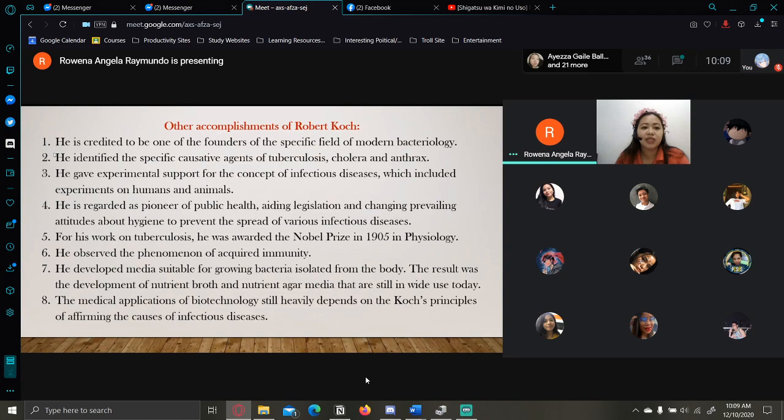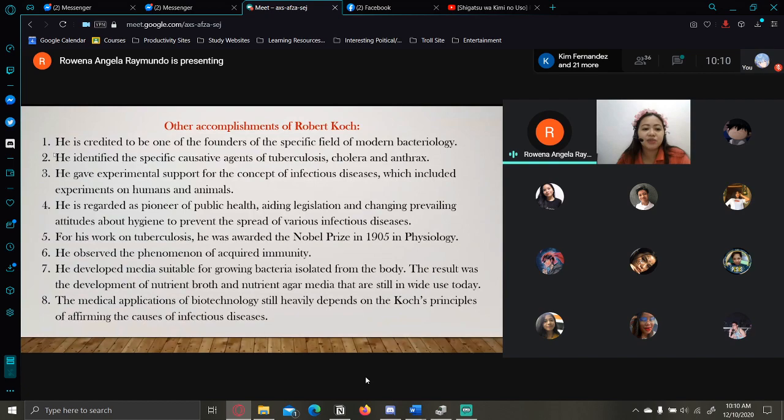Other accomplishments of Robert Koch include he is credited to be one of the founders of the specific field of modern bacteriology. He identified specific causative agents of tuberculosis, cholera, and anthrax. He gave experimental support for the concept of infectious diseases, which included experiments on humans and animals. He is regarded as pioneer of public health, aiding legislation and changing prevailing attitudes about hygiene to prevent the spread of various infectious diseases.